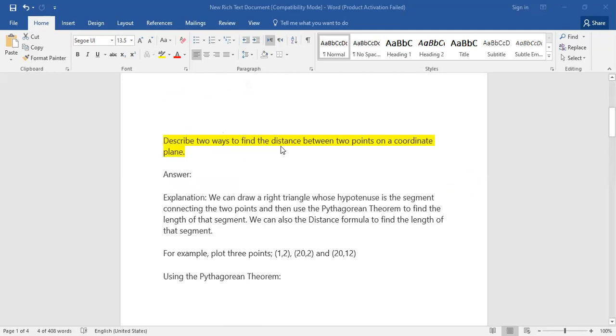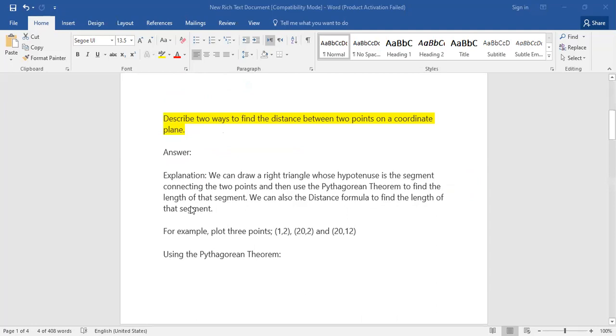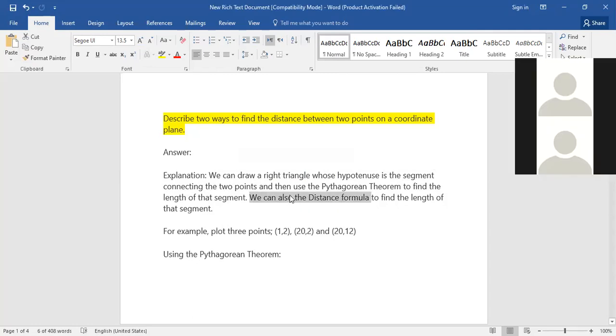Describe two ways to find the distance between two points on the coordinate plane. What are the two ways? First, we can draw a right triangle whose hypotenuse is the segment connecting the two points and use the Pythagorean theorem. This is the first way, right? Second way, we can use what? The distance formula, right? So first, we can use a right triangle and the Pythagorean theorem. Second, we can use the distance formula.